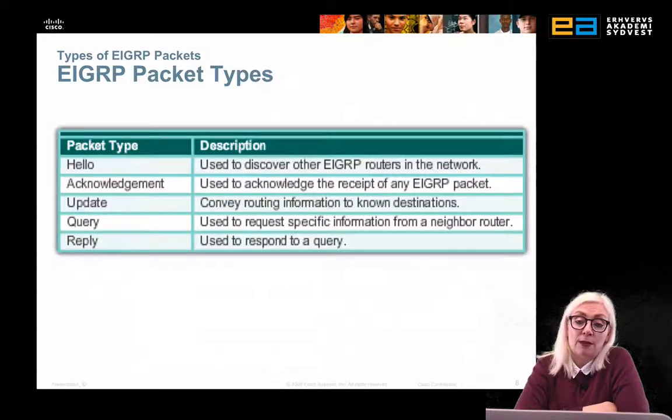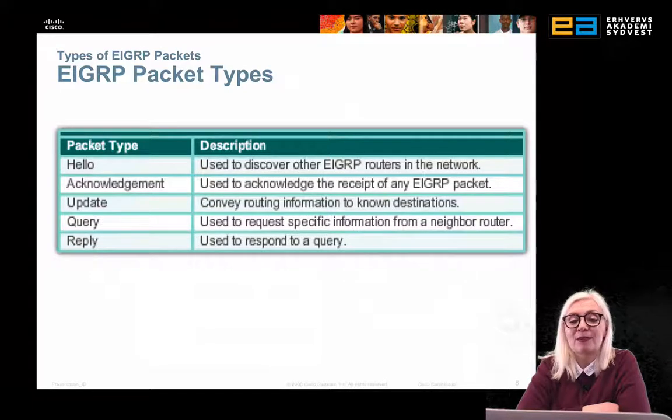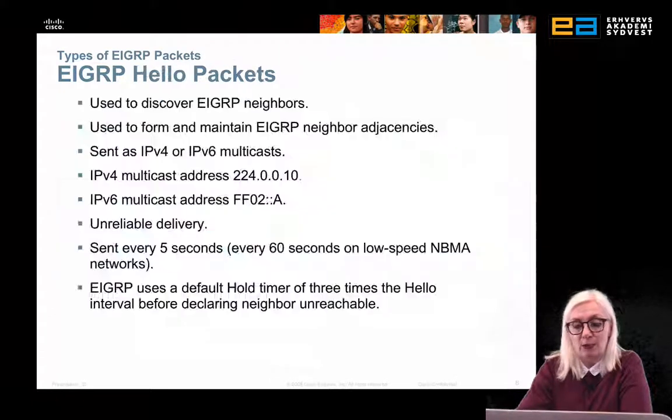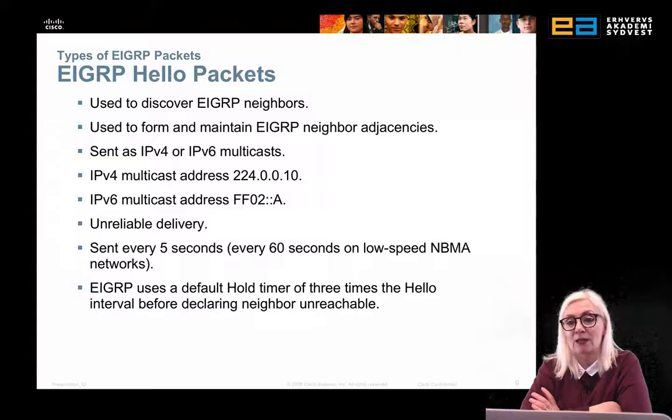EIGRP uses small packets to keep track of everything and to keep information about their neighbors and what is happening, and if there is a change. These small packets are sent out to the neighbors. First are the hello packets. They are used to discover your neighbors, so they are used to maintain and form the adjacencies.